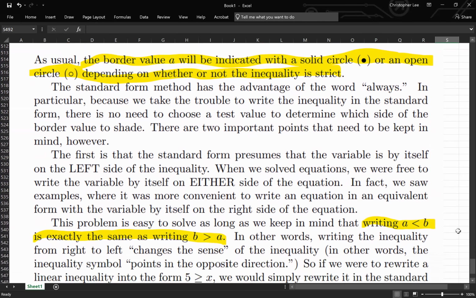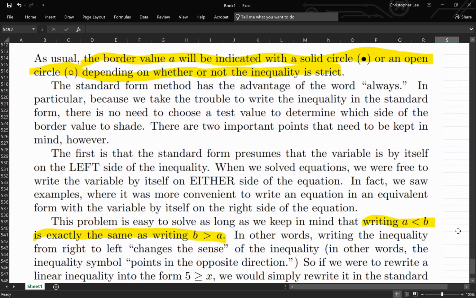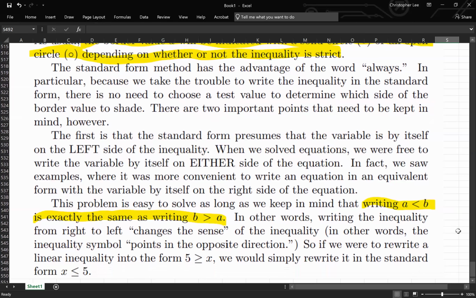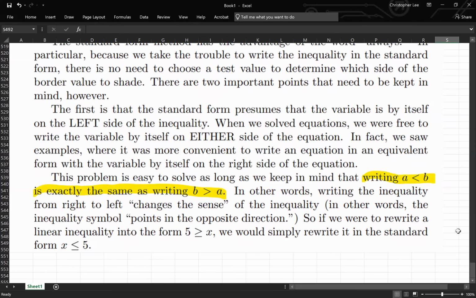In other words, writing the inequality from right to left changes the sense of the inequality. The inequality symbol points in the opposite direction. So if we were to rewrite a linear inequality of the form 5 greater than or equal to x, we would simply rewrite it in the standard form x is less than or equal to 5. It means the same thing, right? You guys saw me do that earlier.